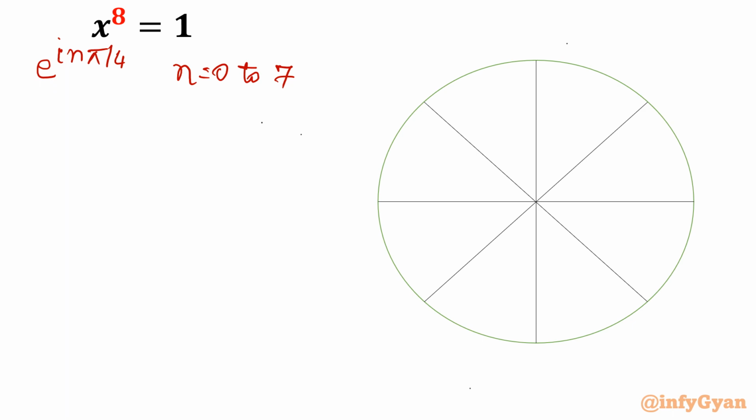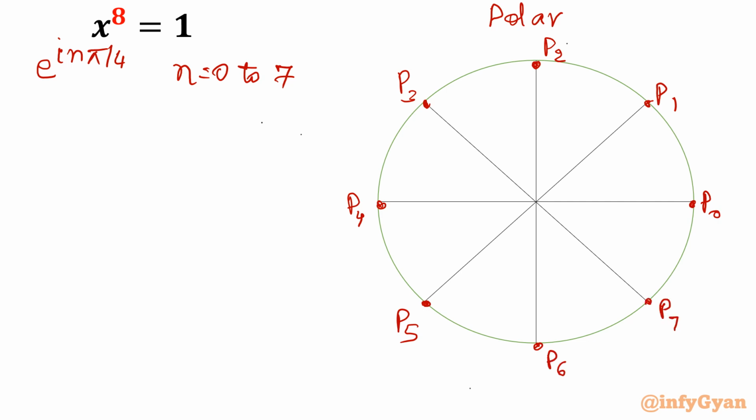But see, this is the unit circle and I am drawing a polar form. How is it? P0, P1, P2, P3, P4, P5, P6, P7.